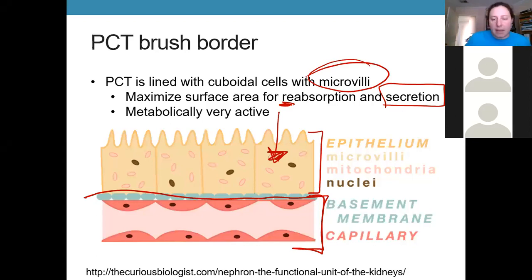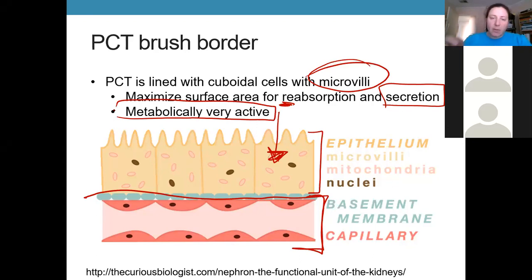Yeah, so this makes it pretty easy to reabsorb all the stuff we don't want to lose. And we'll talk more about that on Monday. But these cells are very, very active. They have to work really hard to do this job. Okay, so that's the proximal convoluted tubule.